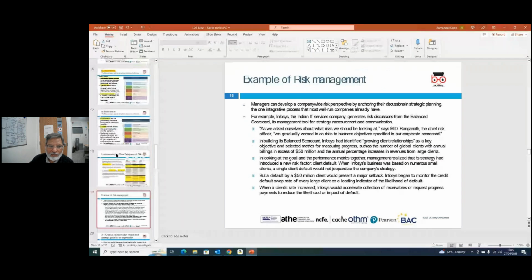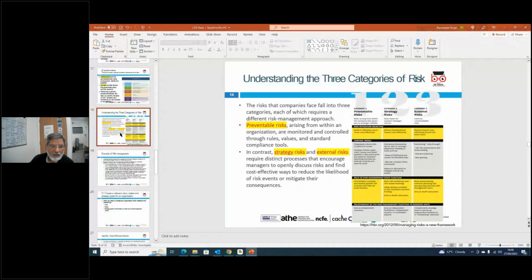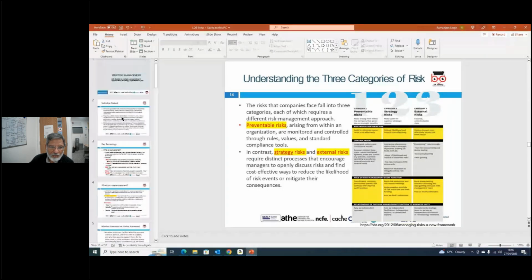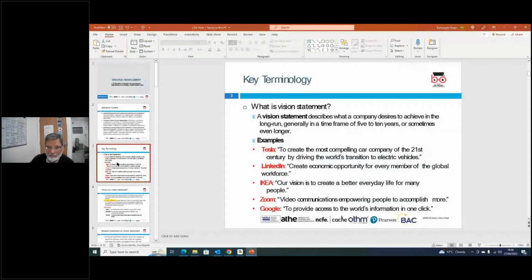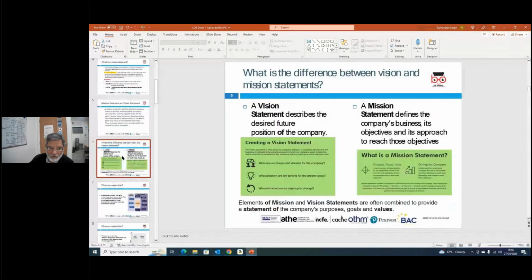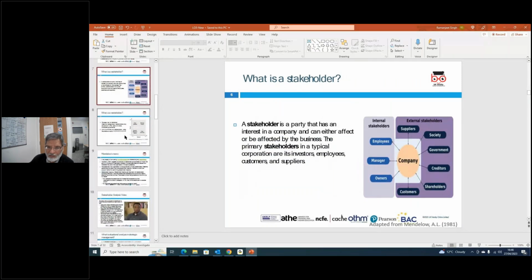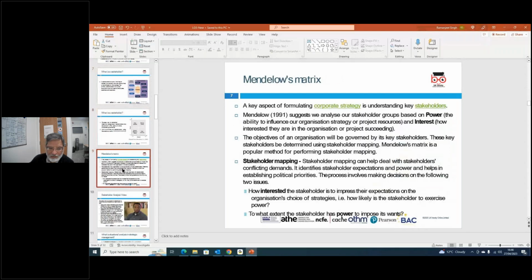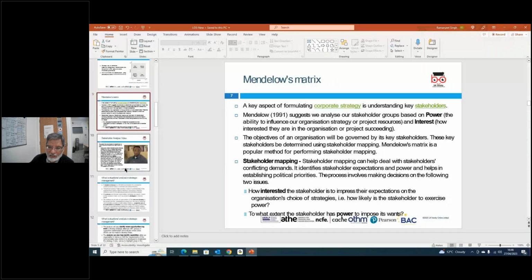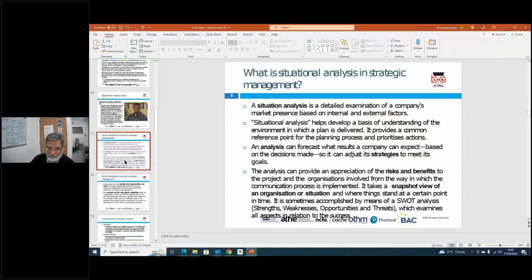So what we looked at today, if we go back here, we set out to do our vision and mission. We looked at situation analysis. We looked at stakeholders, internal and external, and how they can affect an organization. And we looked at Mendelow's quadrant, Mendelow's matrix, and how these people can affect our stakeholders' position.